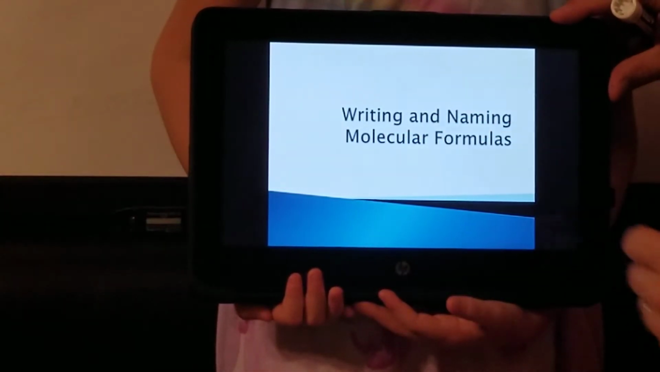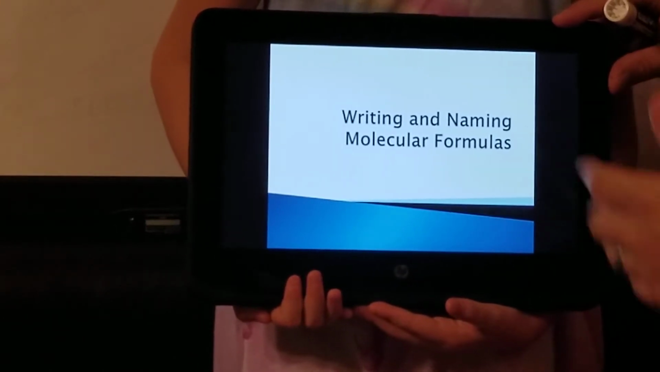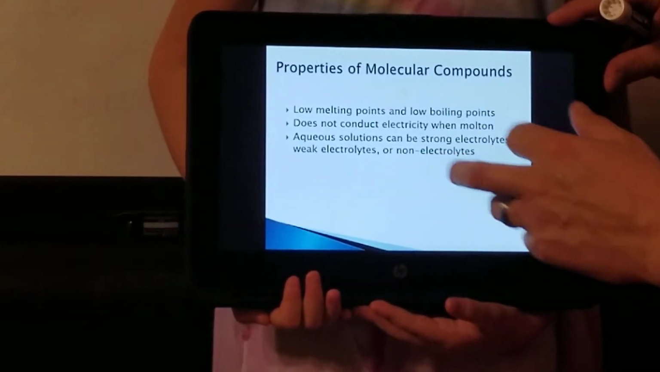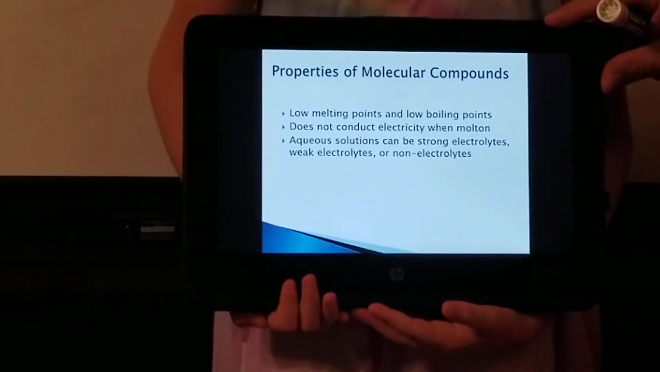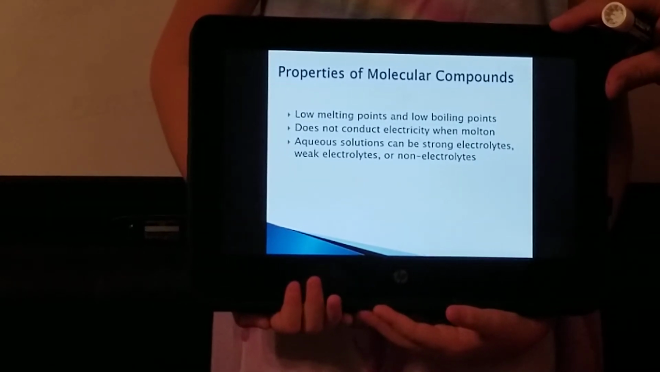Okay, now we're going to get into moleculars. And again, this is a continuation of the same PowerPoint. It's up on Teams, so you can access it. The molecular compounds are a little bit different. They have low melting points and they have low boiling points. So it's just the opposite.